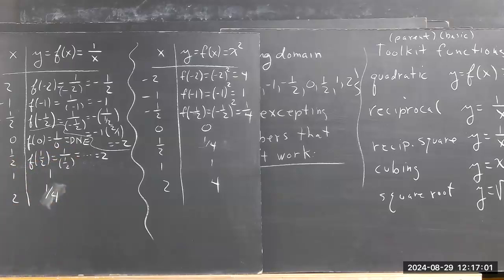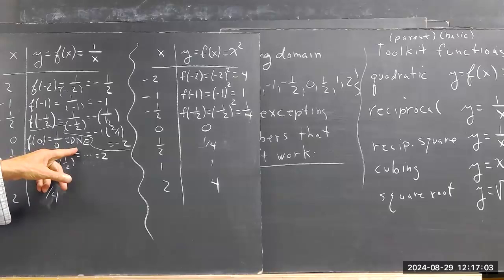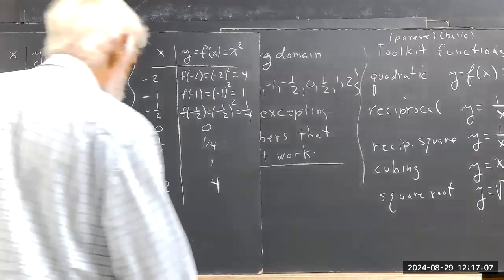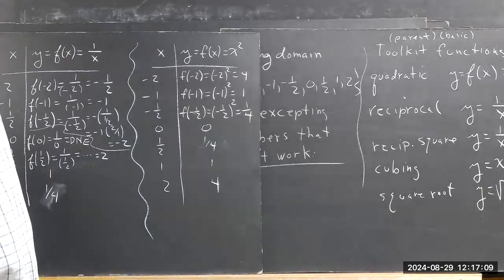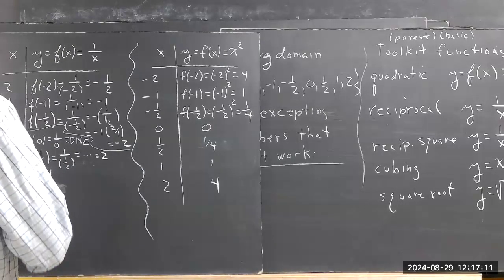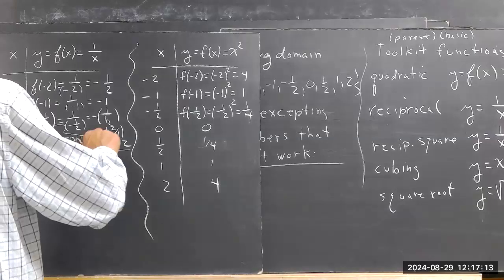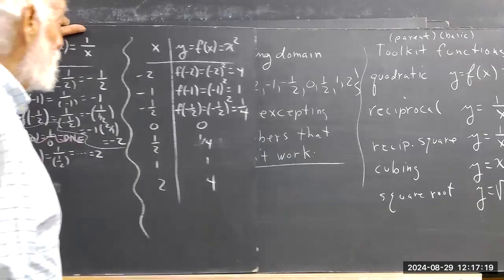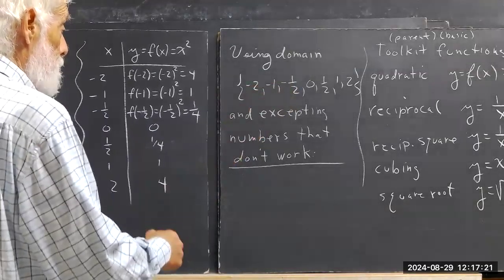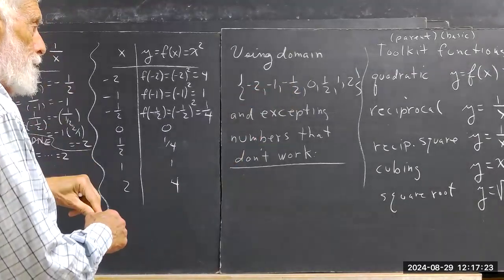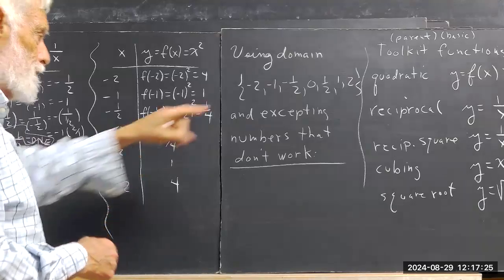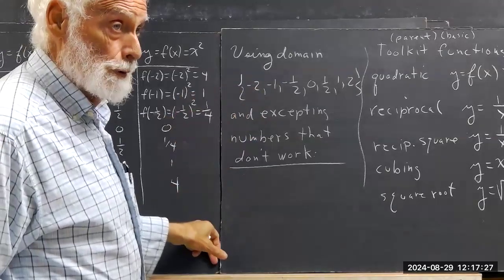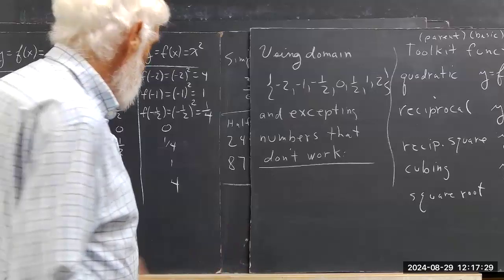Let's go back for a second. Notice here we have this one result that doesn't exist. What does that mean? That means that 0 isn't in your domain. Because the domain is this set of numbers, excepting numbers that don't work. Well, 0 doesn't work.